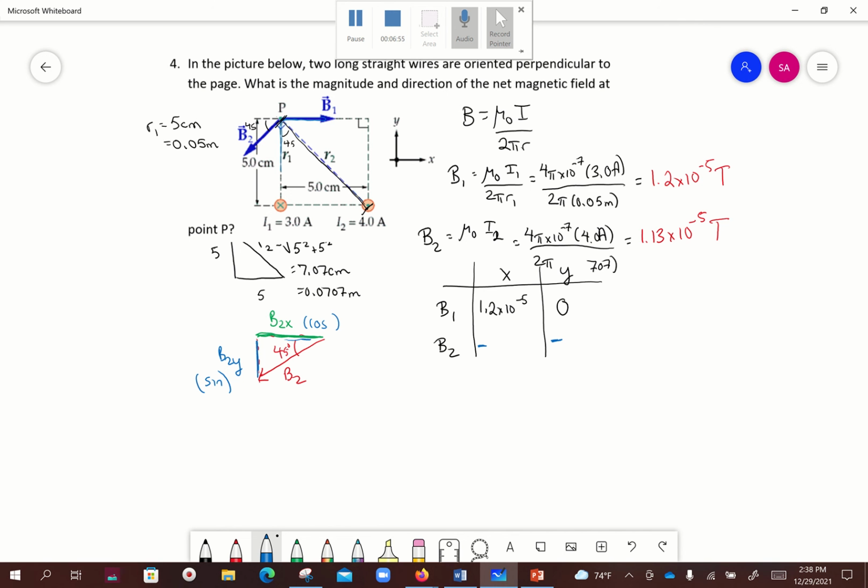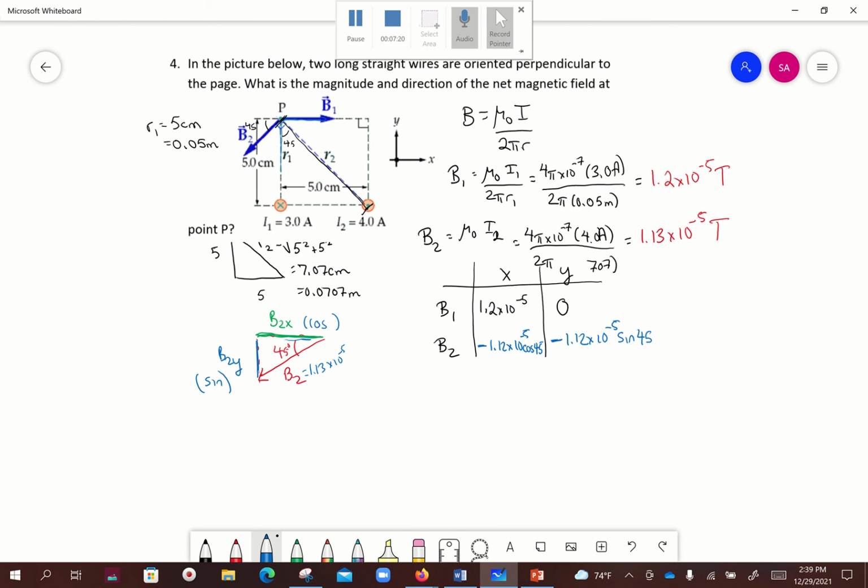All right, so let's find it. We know B2, the magnitude is 1.13 times 10 to the minus 5. So this is going to be minus 1.13 times 10 to the minus 5 cosine of 45. And this one is going to be minus 1.13 times 10 to the minus 5 sine of 45.